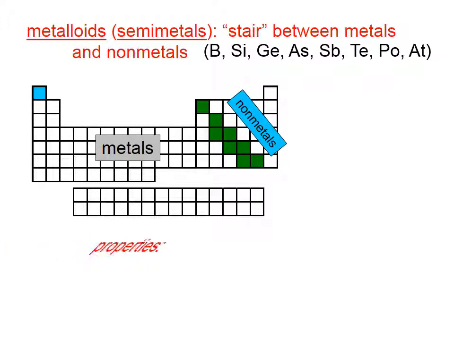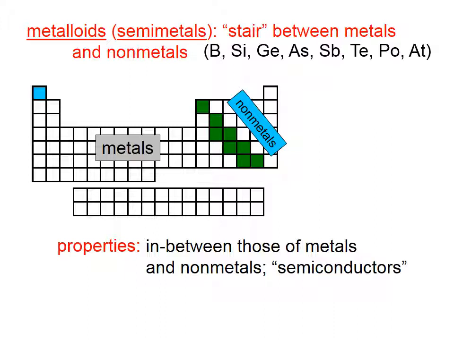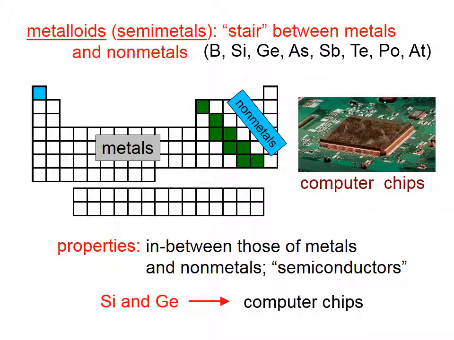That kind of makes sense because metalloids, they're kind of metallic, but they're kind of non-metallic. So their properties are in between those of metals and non-metals. The metals are conductors. Non-metals tend to be insulators. Metalloids, sometimes we call them semiconductors. In particular, silicon and germanium are very important to modern computer technology.